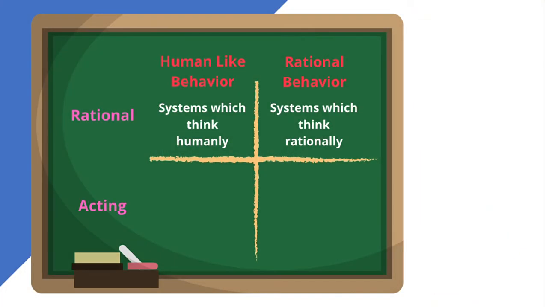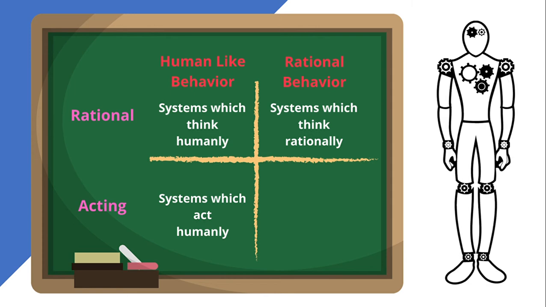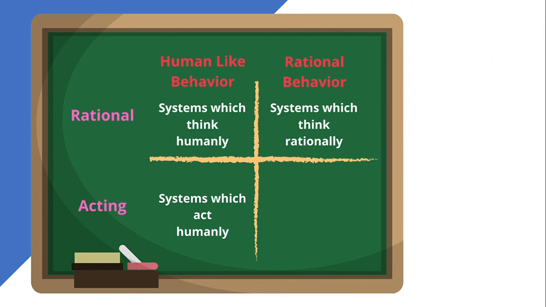Human-like behavior with acting abilities brings in the systems which act humanly. It was put forward by Alan Turing and focuses on the note that we want machines that do things just like humans. Rational behavior with acting abilities brings in the systems which act rationally.